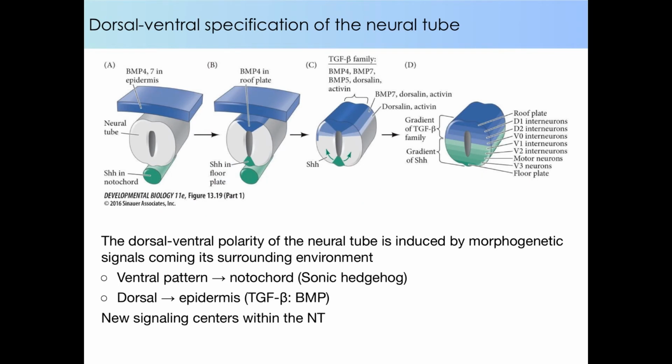There are two major morphogen gradients that help to pattern the dorsal-ventral axis of the neural tube. These are TGF-beta proteins, mainly BMPs, that are secreted by the epidermal ectoderm, and sonic hedgehog, which is secreted by the notochord. The secretion of these factors from the epidermal ectoderm and from the notochord leads to the creation of new signaling centers within the neural tube, meaning that these factors will eventually be secreted by the cells of the neural tube.